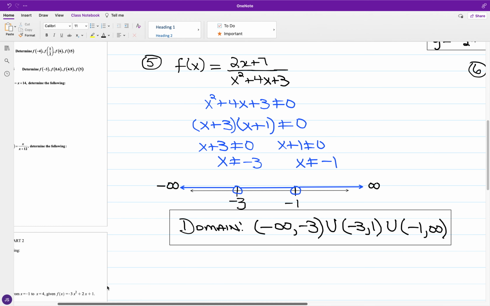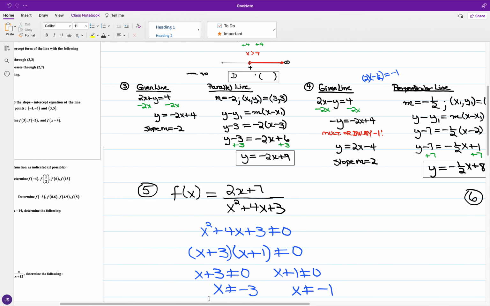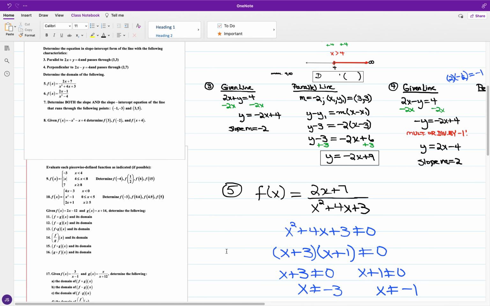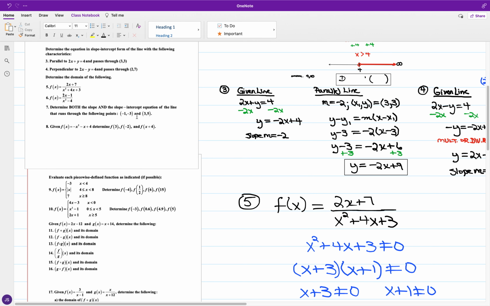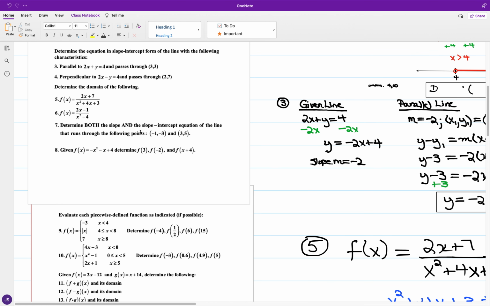Now, for number 7, we're touching upon similar exercises to what we had when we were working with the parallel and the perpendicular lines. This time we're having to find out what the slope is going to be through a different pathway, and that will be from the slope formula. We're looking at determining the slope as well as the slope-intercept equation of the line that runs through -1, -3 and 3, 5.